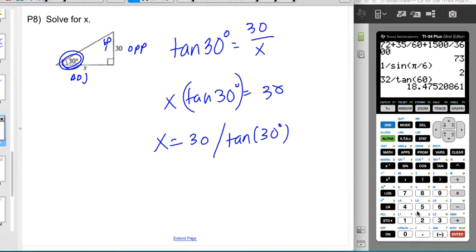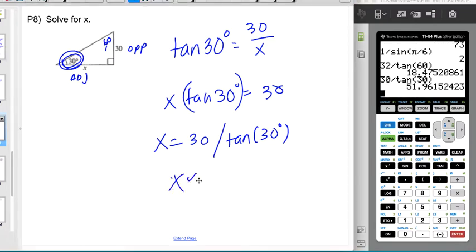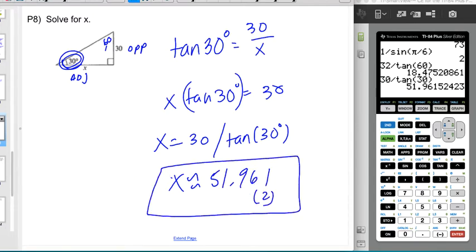And in my calculator, I'm already in degree mode because I was already there last time. So 30 divided by tangent of 30. There's a lot of 30s in this problem. And I get that x is approximately 51.962. And again, no units in the problem. I don't have to invent units.